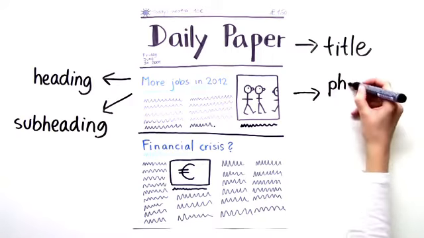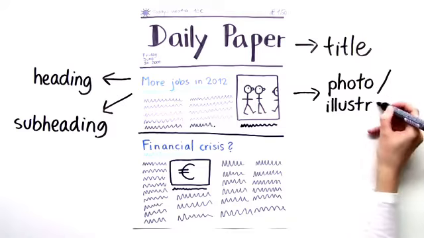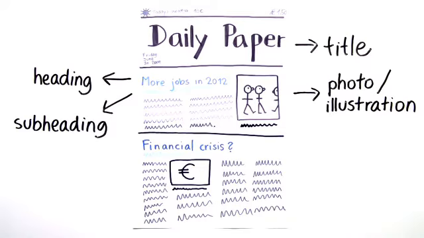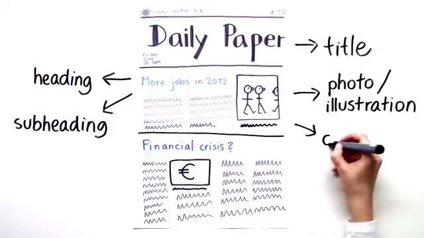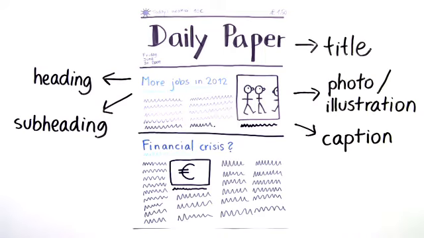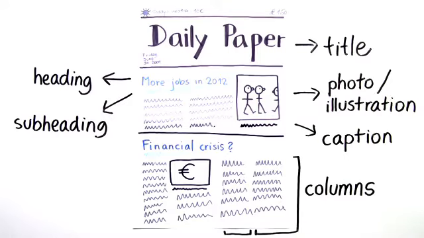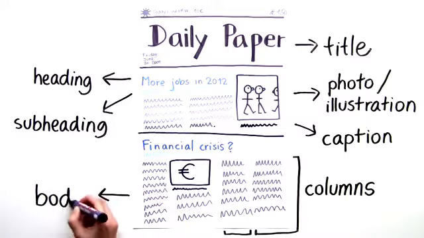Most articles are accompanied by a photograph or some other illustration. The description below the picture is called caption. Articles consist of paragraphs and they're structured into columns. The main text of the article is called the body. Good, let's move on.